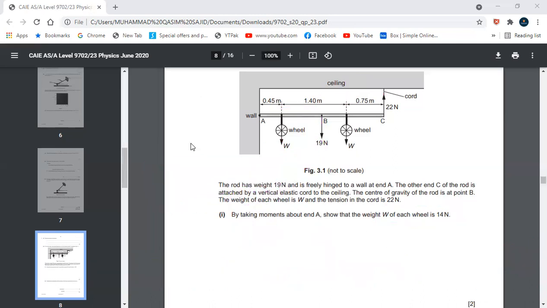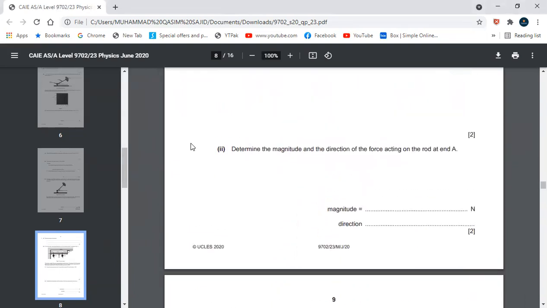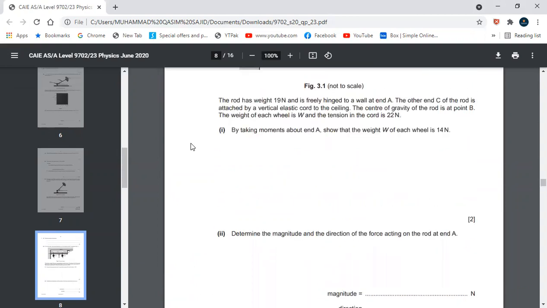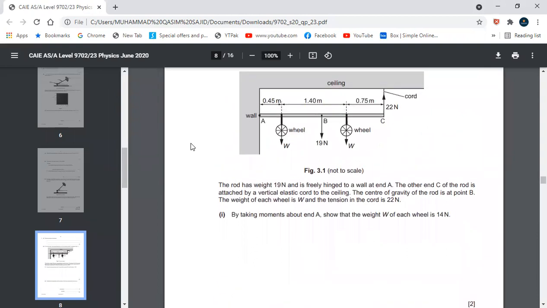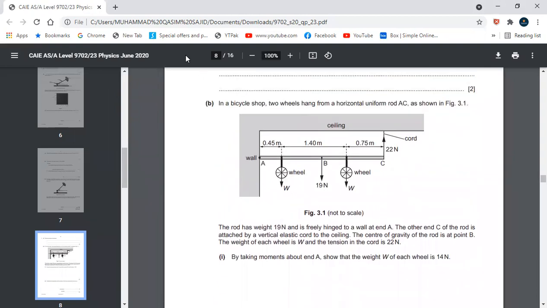So the next question is, determine the magnitude and the direction of the force on the rod. Now we have to find the force. We calculated that the weight equals 14 Newton. Is this clear?